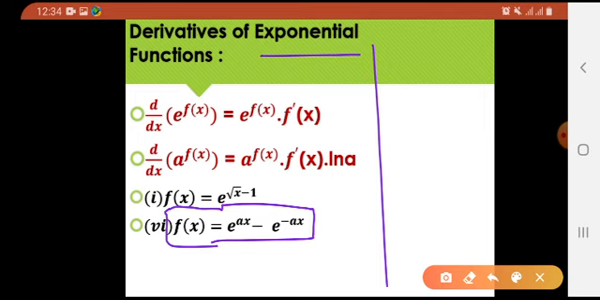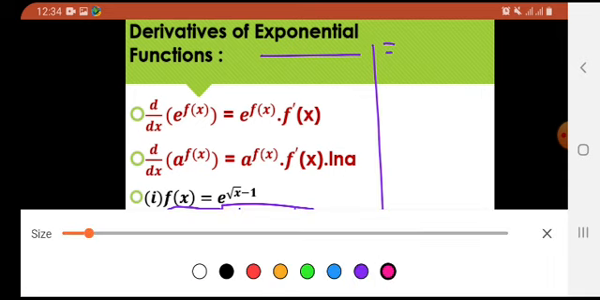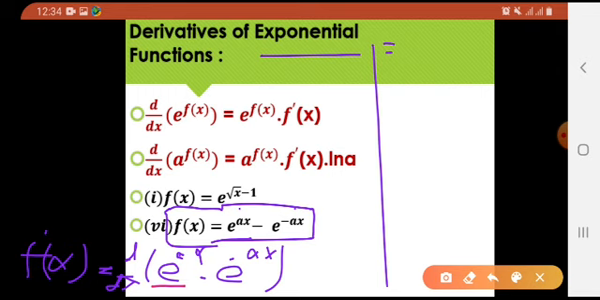I have told you so many times, a being the constant, a and minus a would be the constants. Let us find the derivative of it. Firstly we will apply the derivative like this, and now I have to find the derivative of each term separately, meaning the derivative of e raised to the power ax and the derivative of e raised to the power minus ax. Let us check it out.